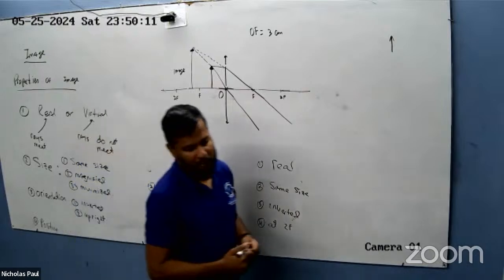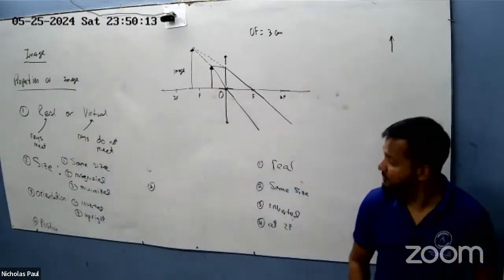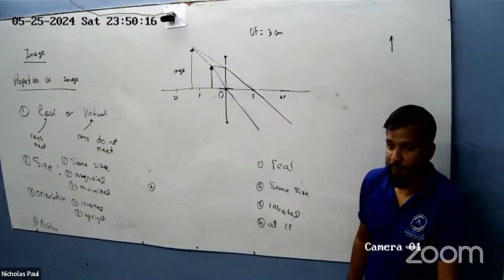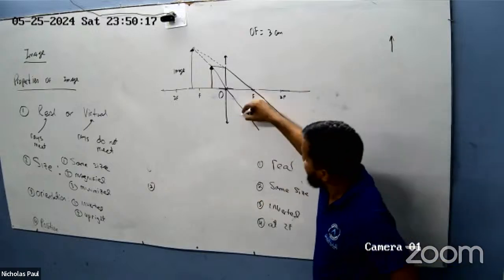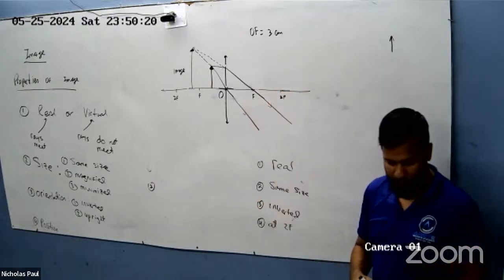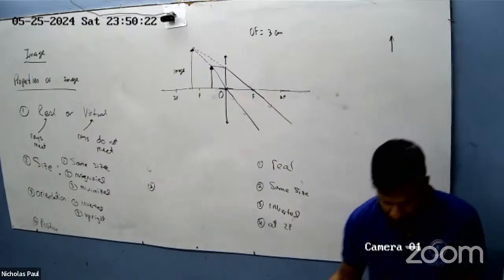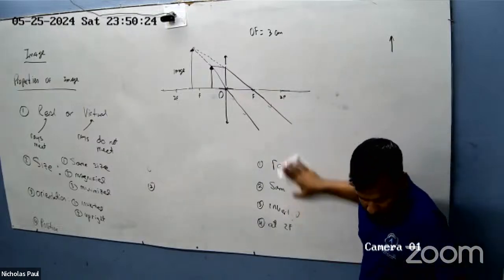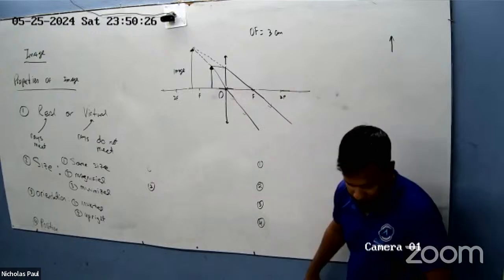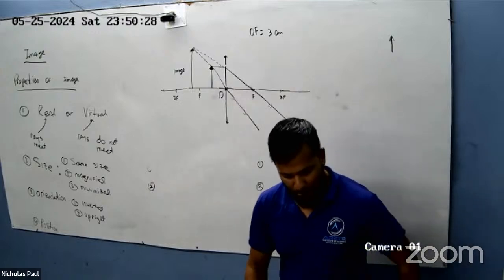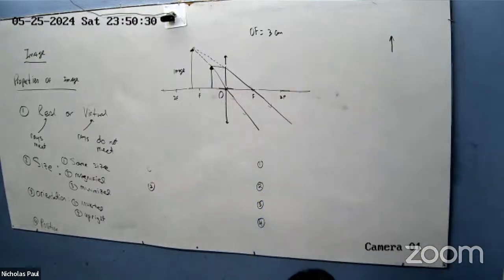Right? Let's see if we can define the four things. See if we can define the four properties of the image. Good job, Tian. That was the last one, right?